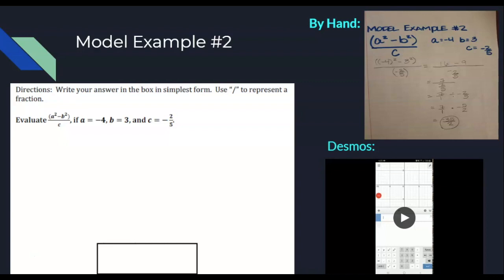After squaring the negative 4 and squaring the 3, I have 16 minus 9, which gives 7. And then I have 7 divided by negative 2/5. Well, of course, I'm dividing fractions, so I must multiply by the reciprocal. You probably remember that from 6th grade math, which gives me negative 35 halves as my answer. Please take a few seconds to look at this problem simplified in decimals.